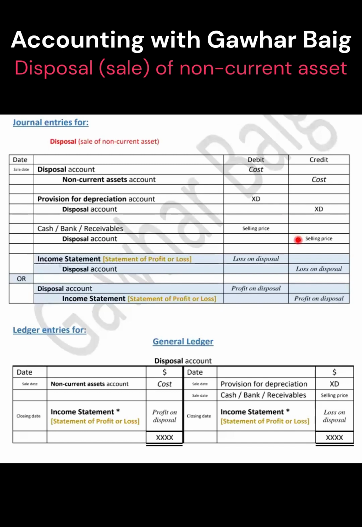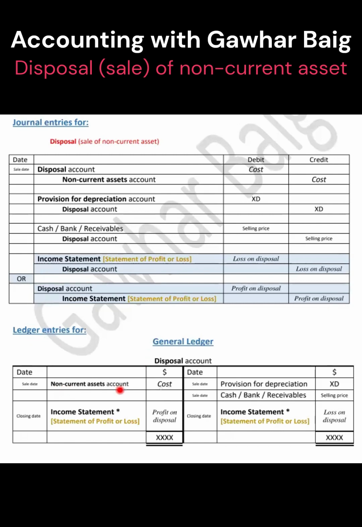Last of all, we have to record either the profit or loss on the disposal. So if you have a loss on disposal, then income statement will be debited and disposal account will be credited. Or if you have a profit, then disposal account will be debited and income statement or statement of profit or loss will be credited.